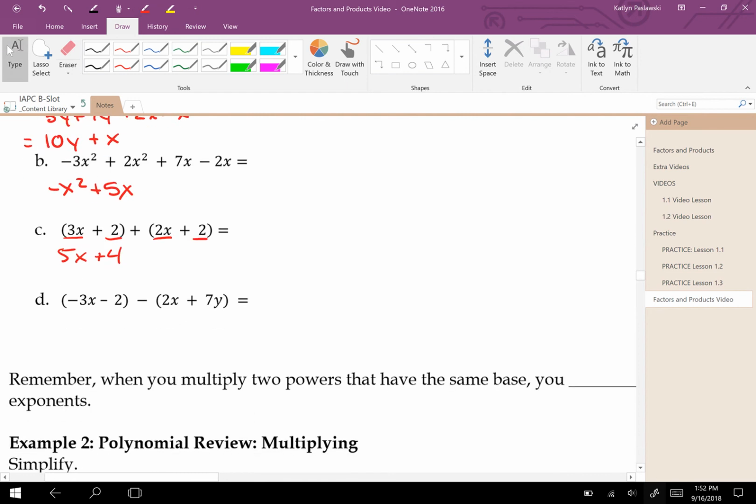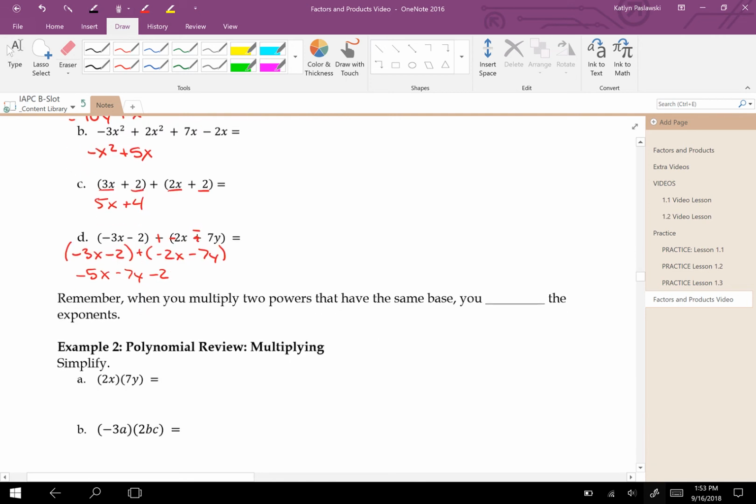Now when we have a difference, when we're subtracting these binomials, we recognize that we have a subtraction sign, so we're going to turn this into an addition question, or we're going to flip the signs of everything after the difference. So now we have -3x subtract 2 plus -2x minus 7y. I'm going to combine like terms, so I can combine the -3 and the -2 to give me -5x minus 7y, because there's nothing else to combine with y, minus 2 as a constant.